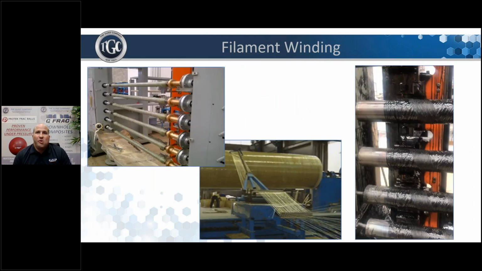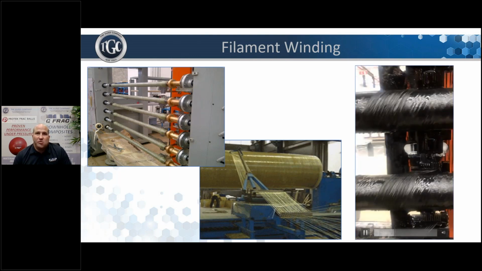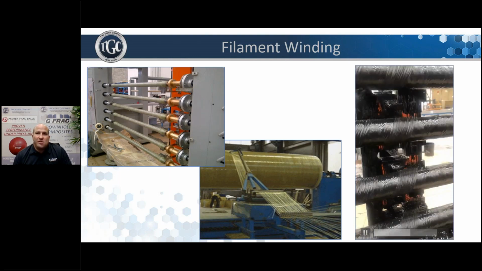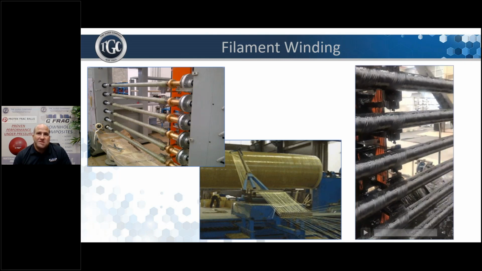Here's a quick video of filament winding in action. The picture on the left is a 6-spindle winder. The center is a single spindle, and the one in the video is an 8-spindle winder. Notice the wind angles on the tube in the video are 45 degrees. Depending upon the forces seen on your tools, we can adjust to improve.